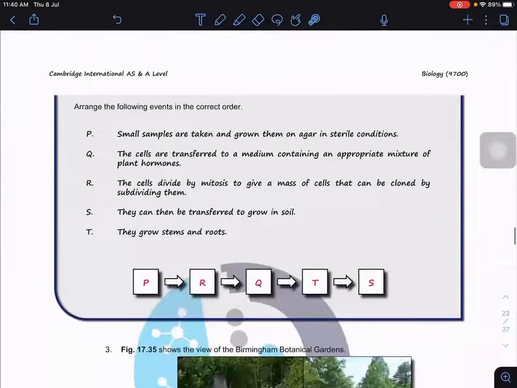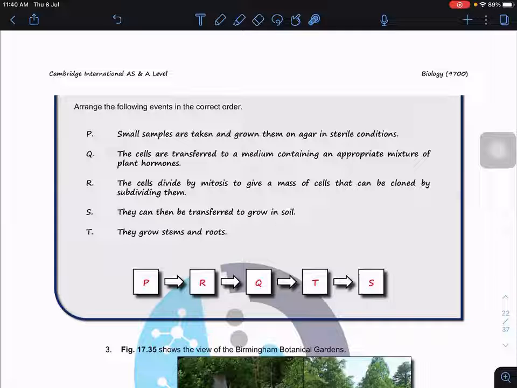So what we do actually here, we take a small sample and grow it on agar in sterile conditions so that it won't be affected by bacteria. And then the cells divide by mitosis to give rise to a mass of cells that can be cloned by subdividing them. The cells are transferred to a medium containing an appropriate mixture of plant hormones, and then they are going to grow the stem and the roots so that we can transfer them and grow them in the soil.